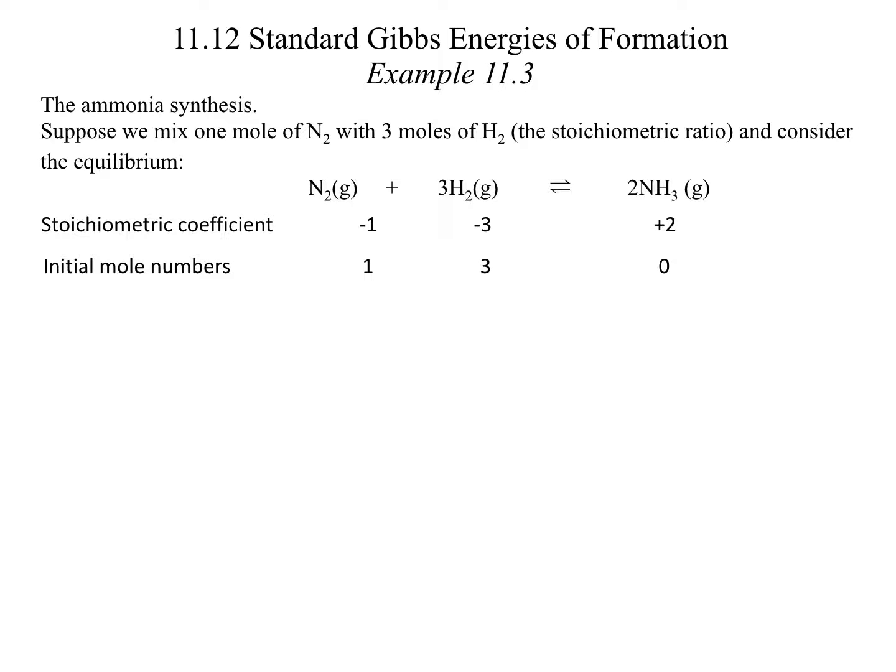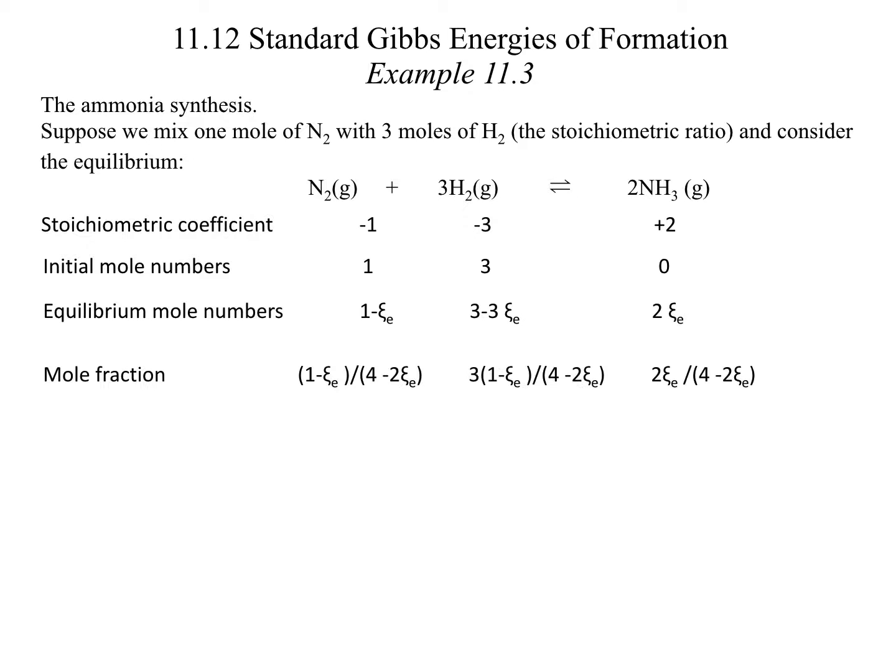And the initial mole numbers are given here. We have a mixture of 1 mole of N2, 3 moles of H2, and 0 moles of ammonia. That is the starting point. So, equilibrium mole numbers. Xi is the degree of advancement. Then 1 minus xi will be the mole numbers of nitrogen, 3 minus 3 xi will be the mole numbers of hydrogen, and 2 xi is the mole numbers of ammonia at the equilibrium conditions.